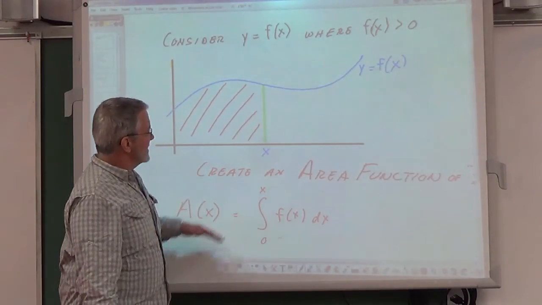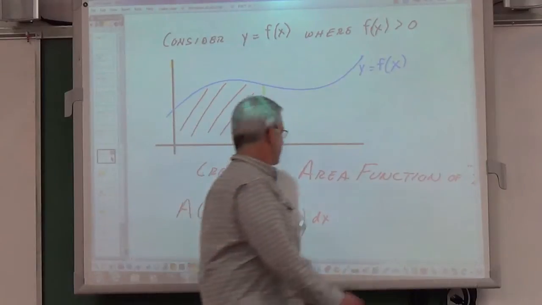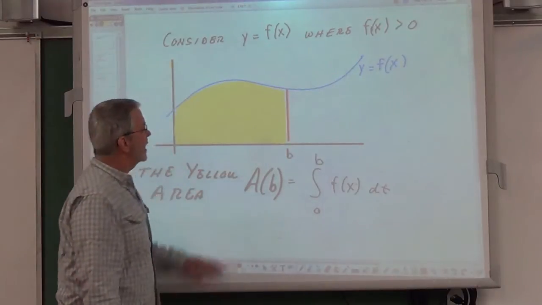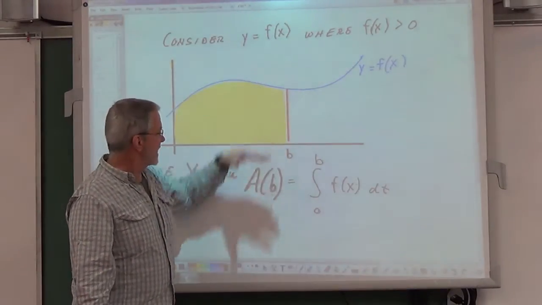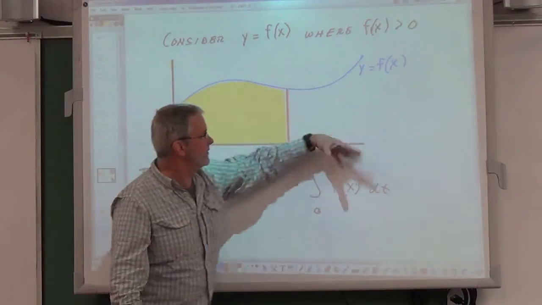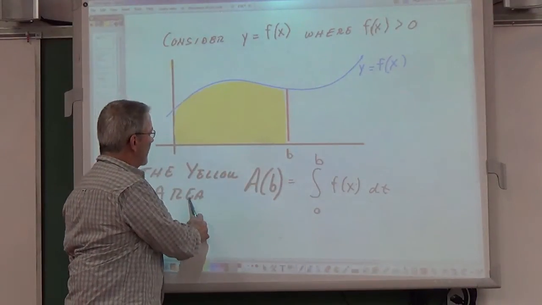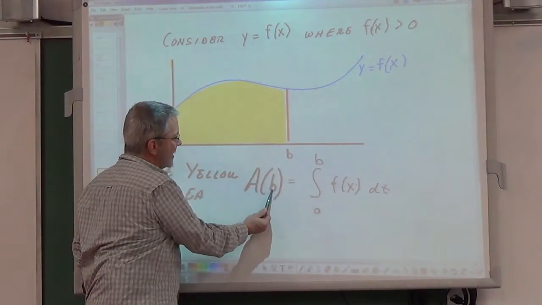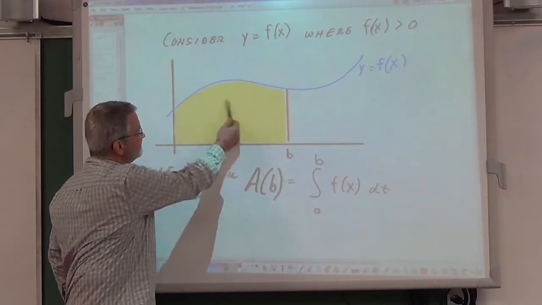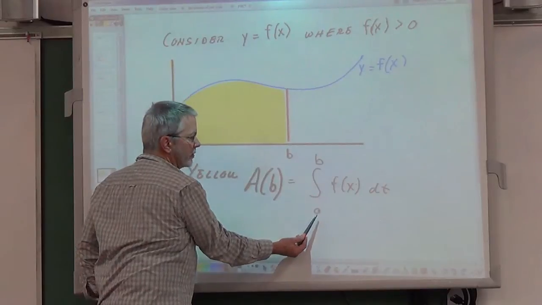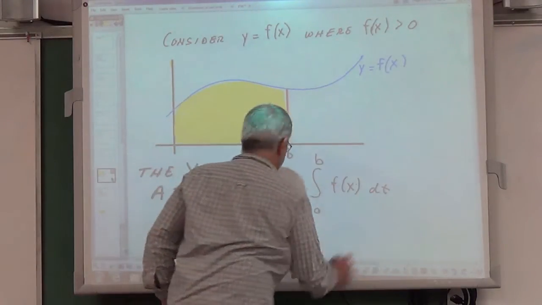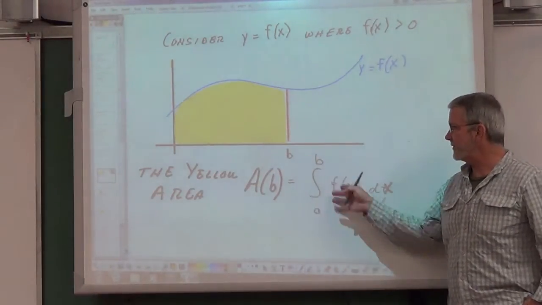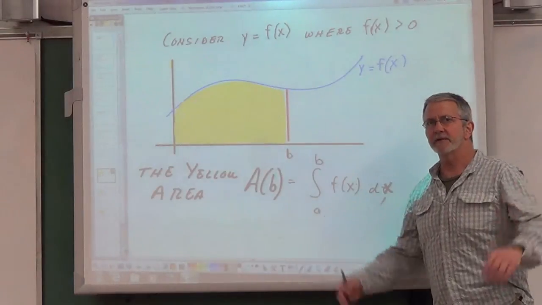And what I want to do, using that area function, is look at a yellow area. Same area function, same f of x above the x-axis, and I'm going to call that yellow area, and I'm going to let this b be an arbitrary x value. And so A of b, I'm going to find that to be the yellow area. That's simply going to be the integral from 0 to b of f of x dx. Easy enough. Area function, accumulation.